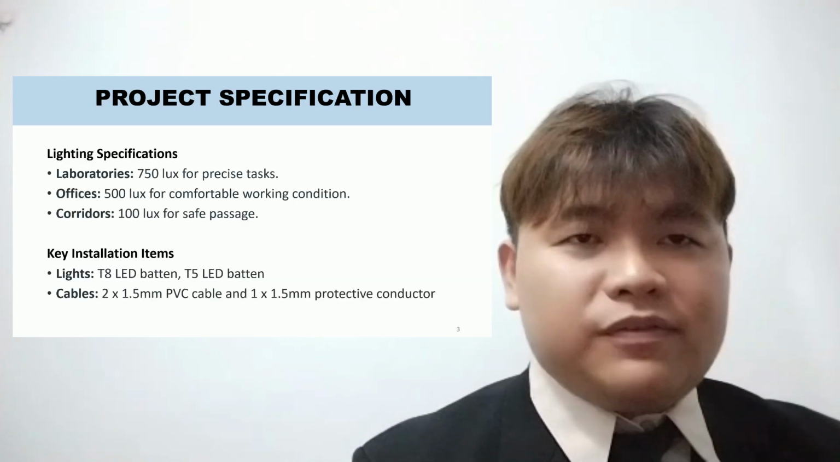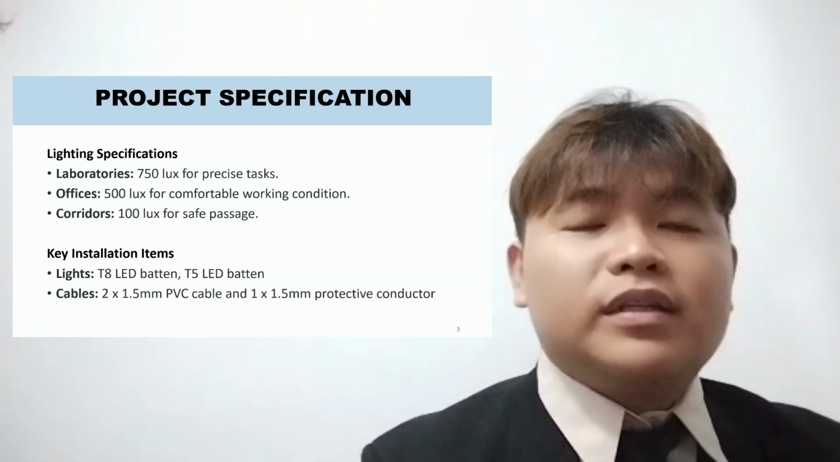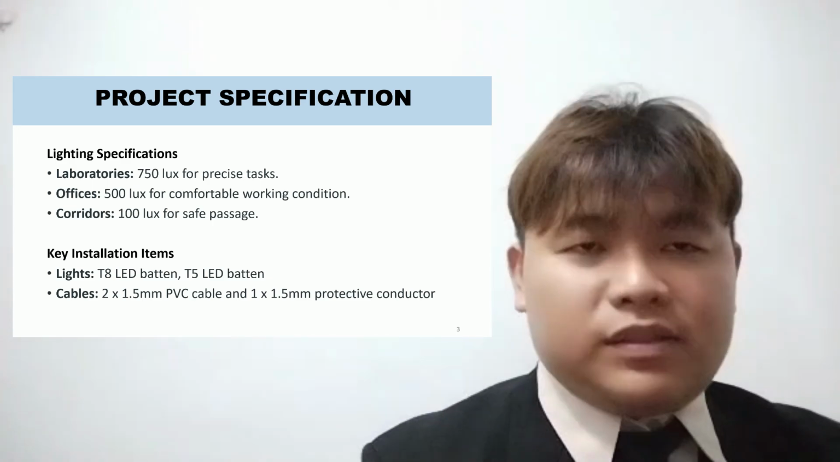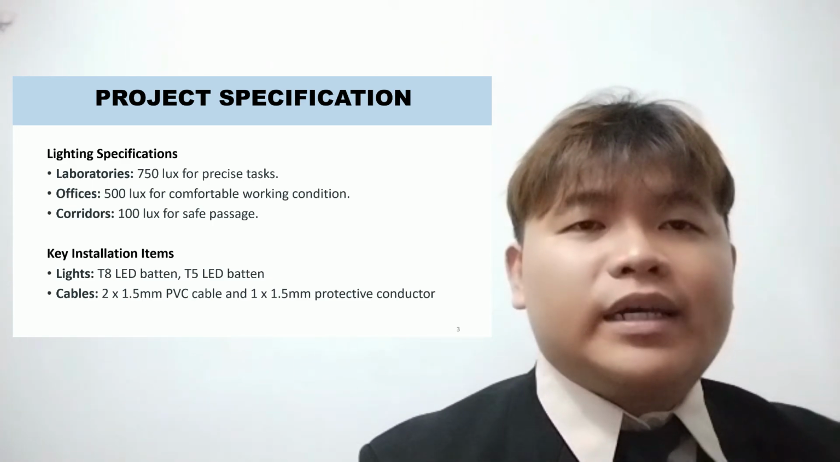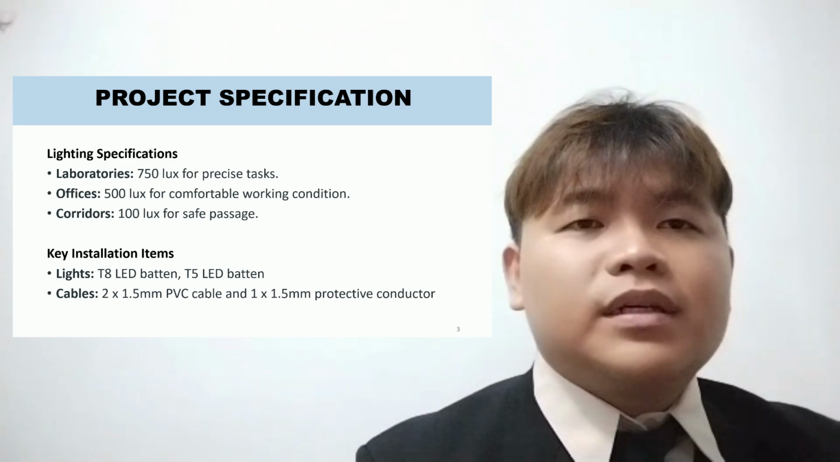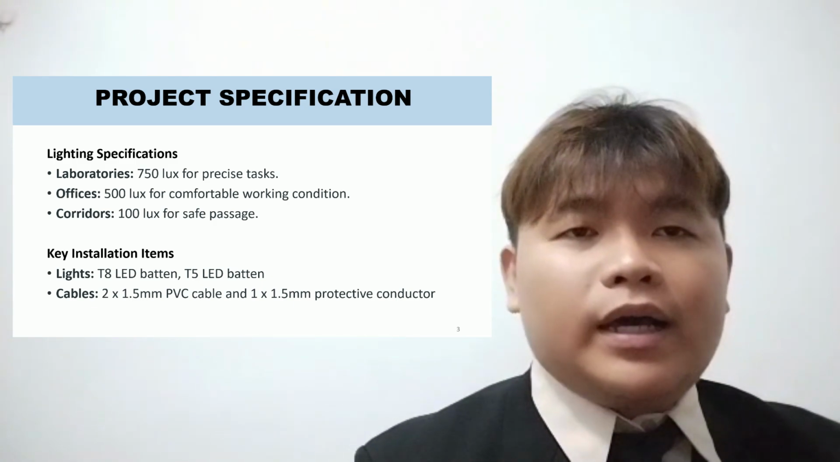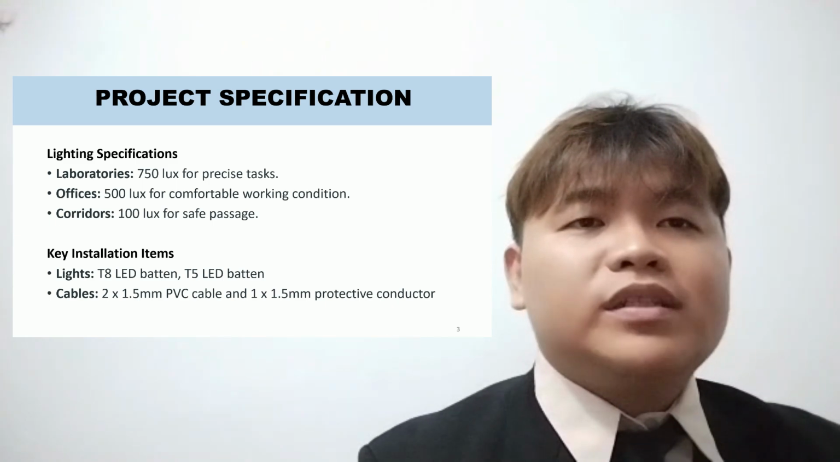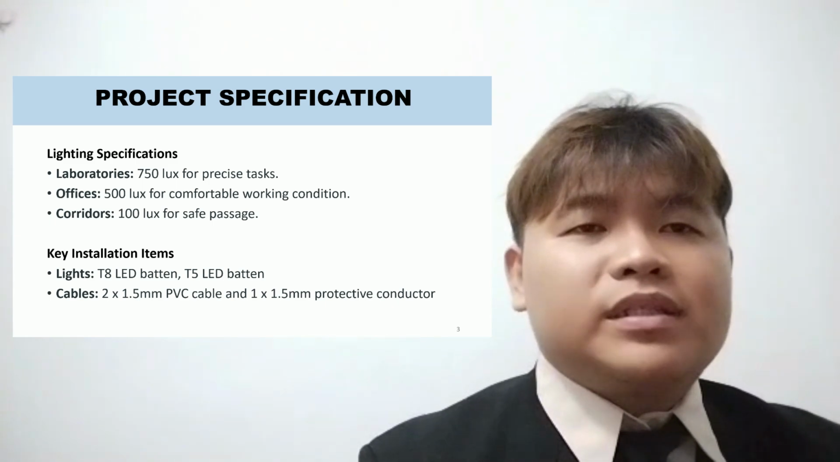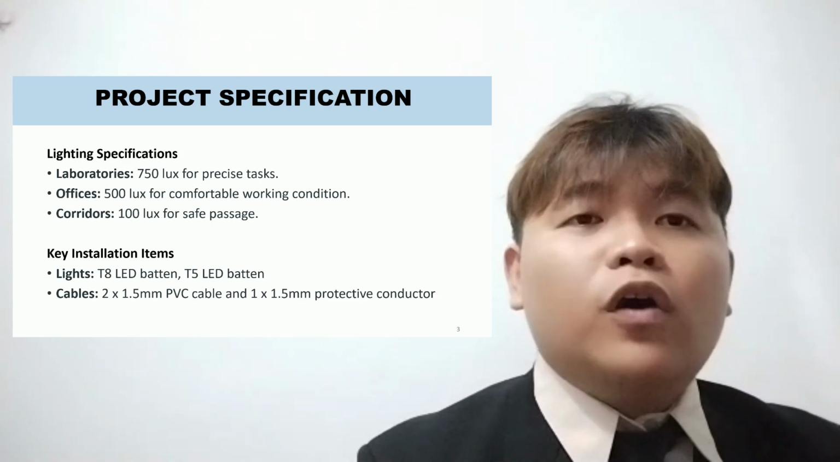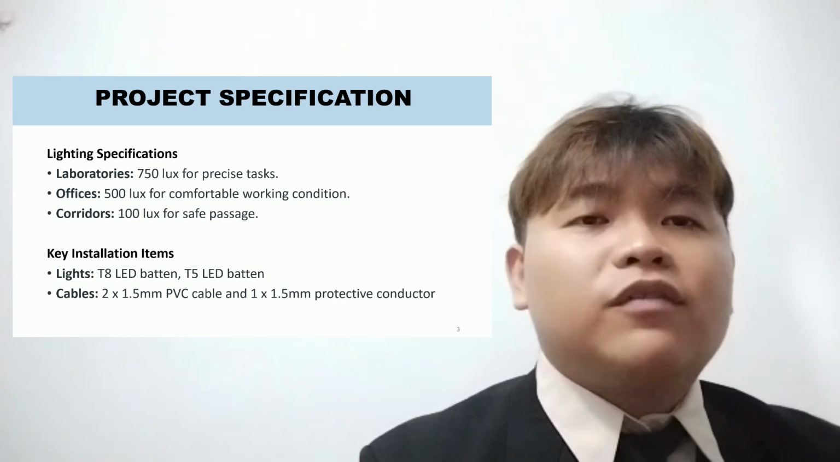In the project specifications, it consists of two main parts. The first one is lighting specification and key installation items. In the lighting specifications, we fix the corridor at 100 lux, the office at 500 lux, and the lab at 750 lux. All these lux levels refer to the JKR standard.